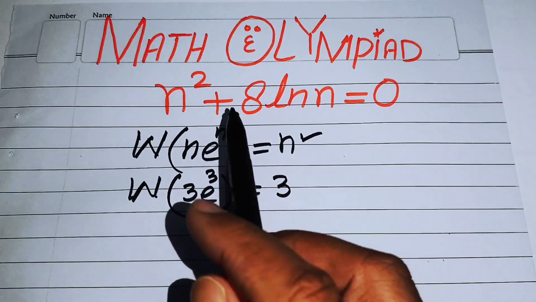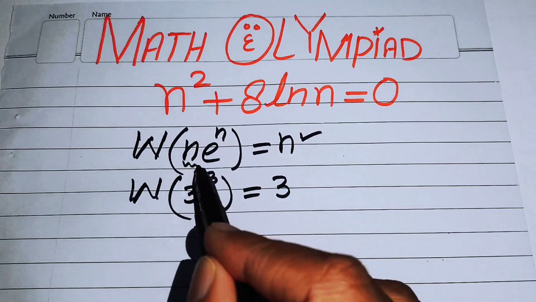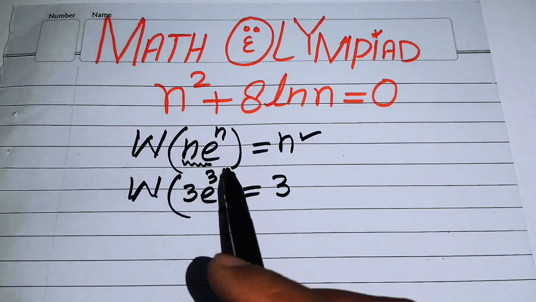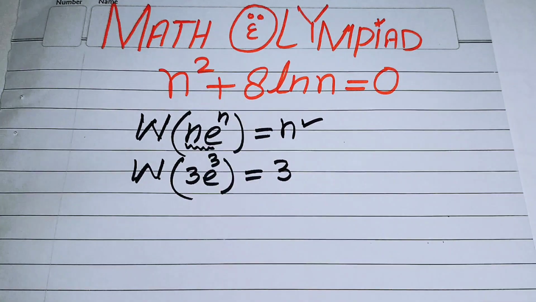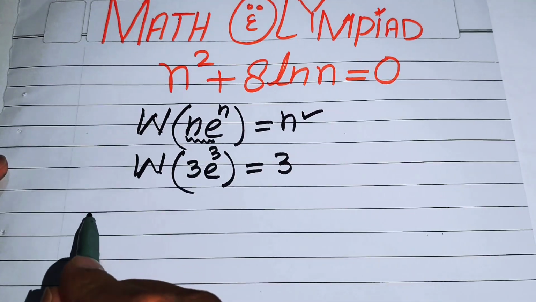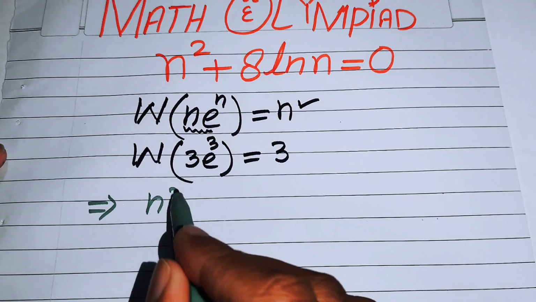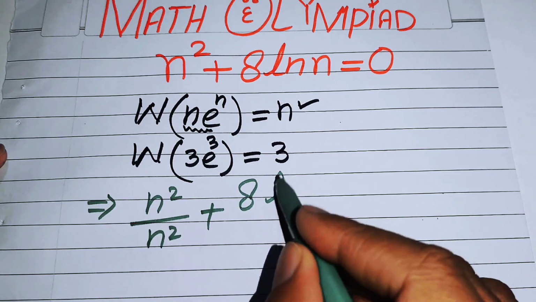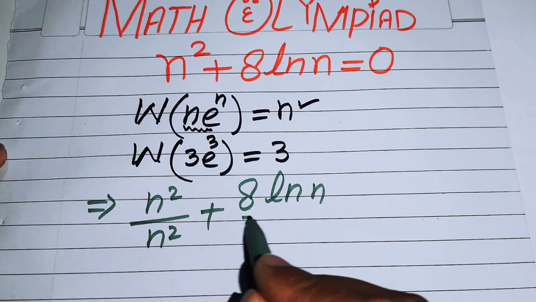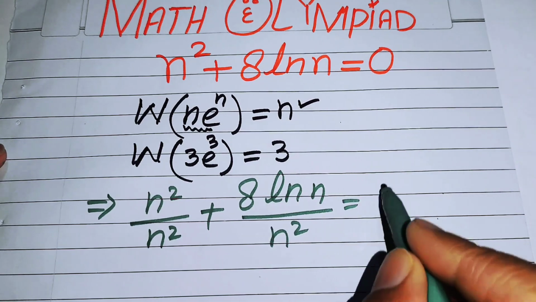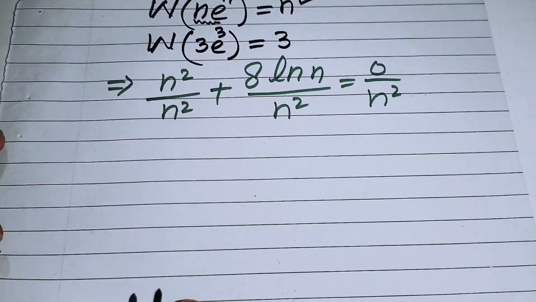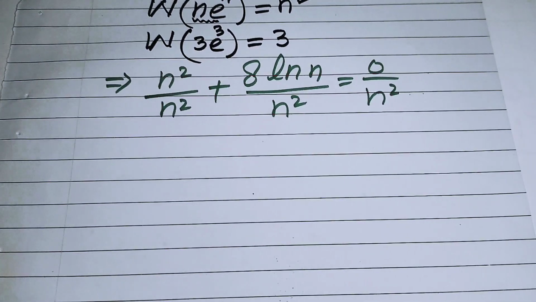First I can convert our statement into the standard form of the Lambert W function. In order to make this form, first I divide our given equation on both sides by n squared. So when you divide both sides by n squared, you get n squared plus 8 times ln of n, whole over n squared, equals 0 over n squared.